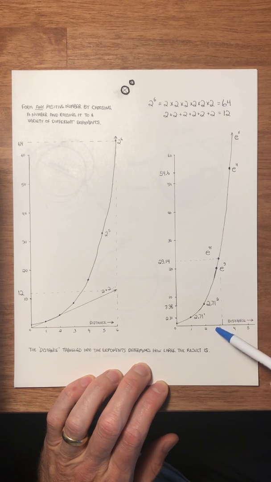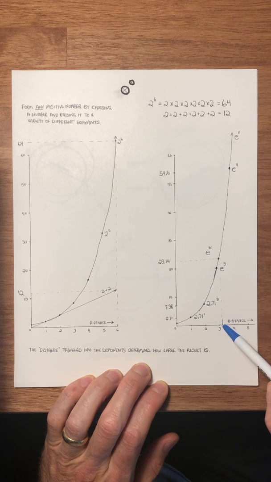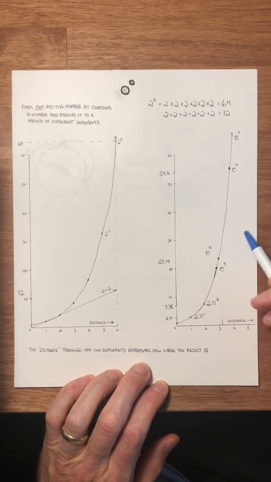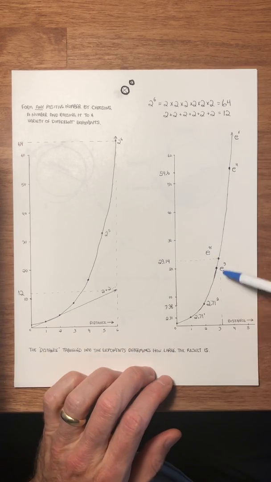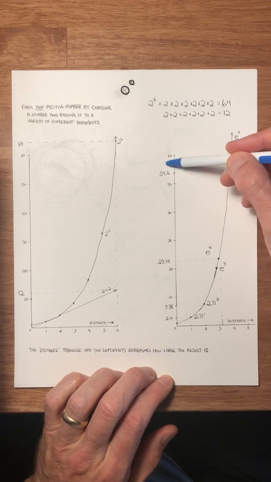Now here's an interesting one. What if we do e to the pi power? E to the pi power is about 23. So, interesting little side note there. Anyways, e to the fourth power goes way up here, and it's 54.6.